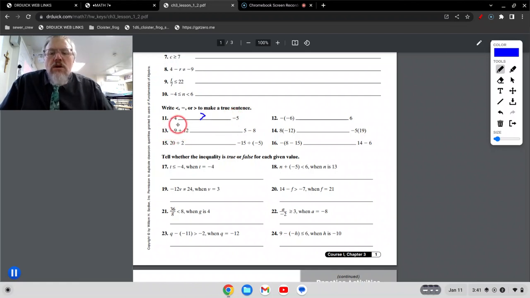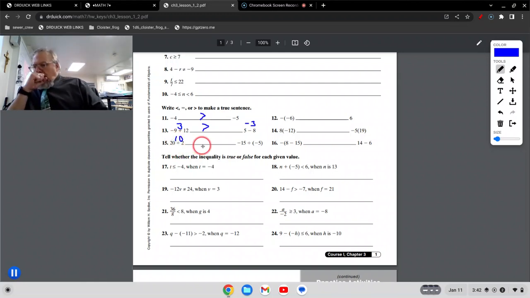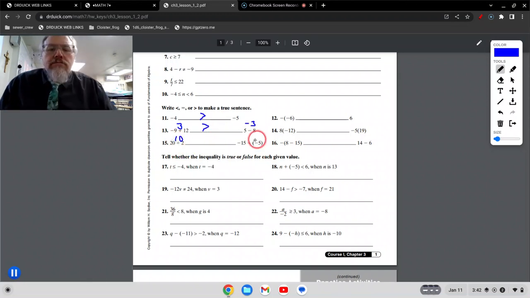Minus 9 plus 12, if you can figure this out, is 3. 5 minus 8 is minus 3, so this is the bigger one. 12 divided by 2 is 6. And minus 15 divided by minus 5, negative divided by negative equals 3. That would be that answer right there.